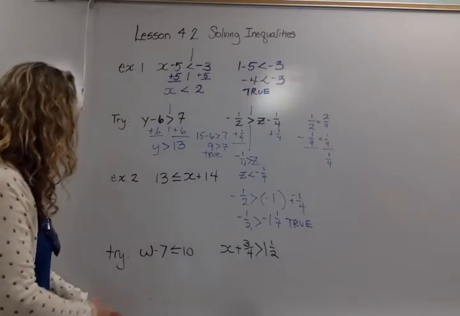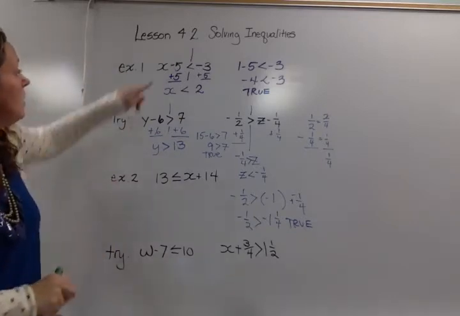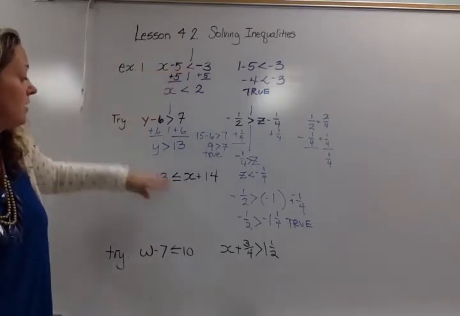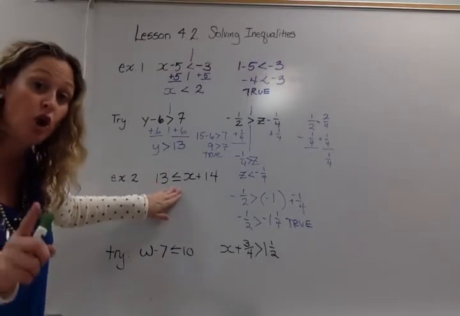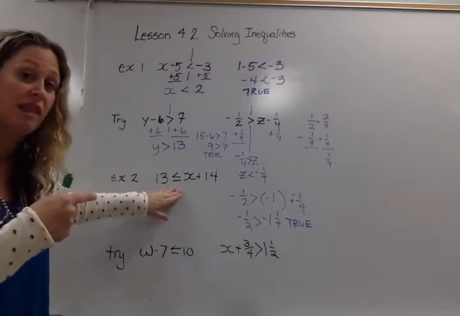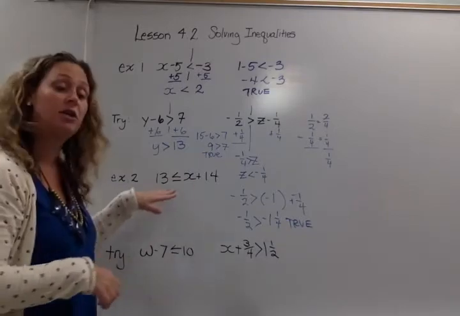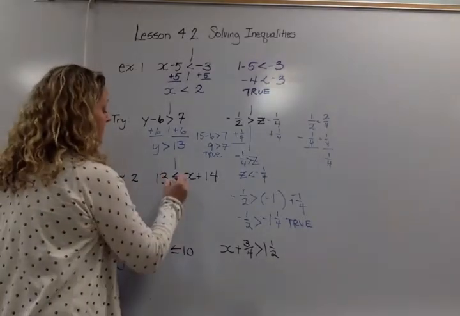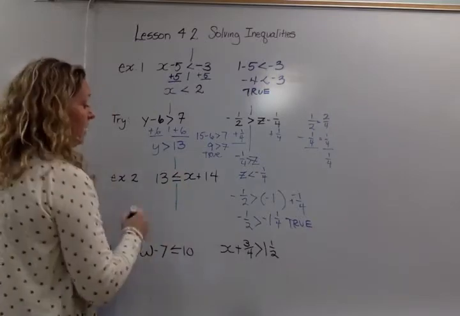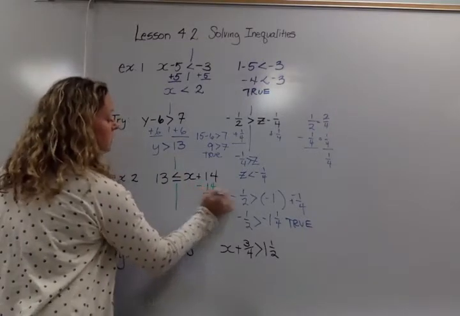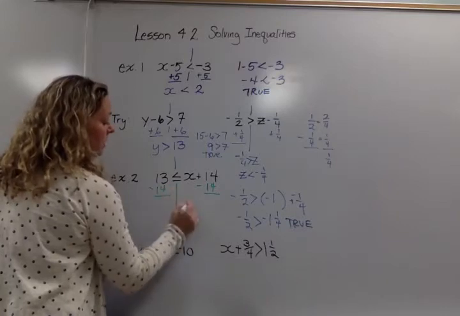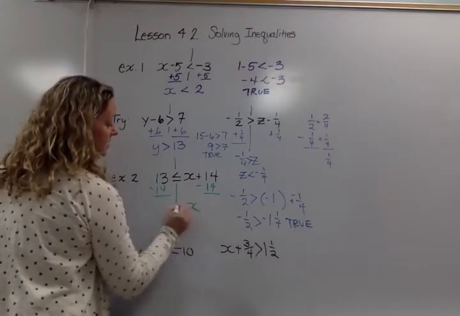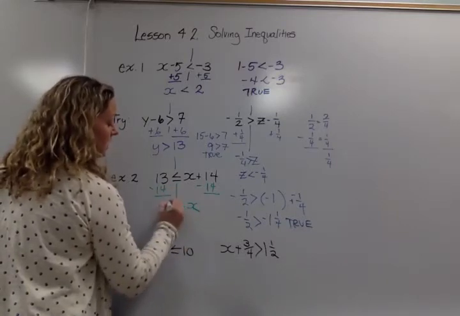Okay, we're going to go ahead and include numbers that are not just less than or greater than, but numbers that possibly could also include the answer, with a line underneath with an equal sign. I'm going to treat example 2 just like an equation. If you need time to copy it down, hit the pause button. I'm going to go ahead and subtract 14 from both sides to isolate the variable. I now have x is greater than or equal to negative 1.